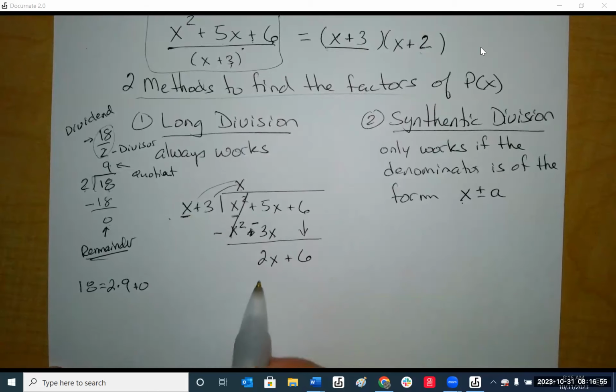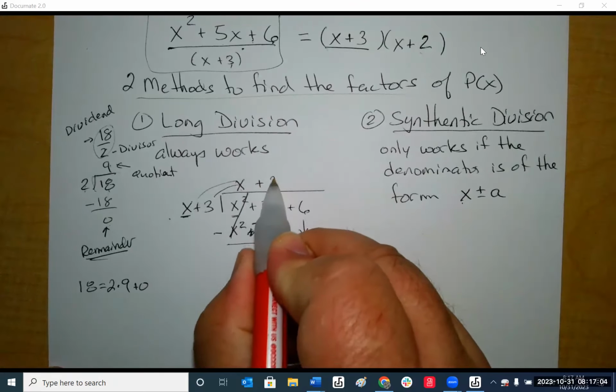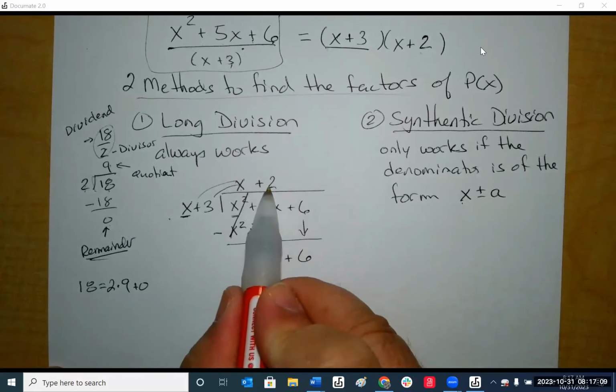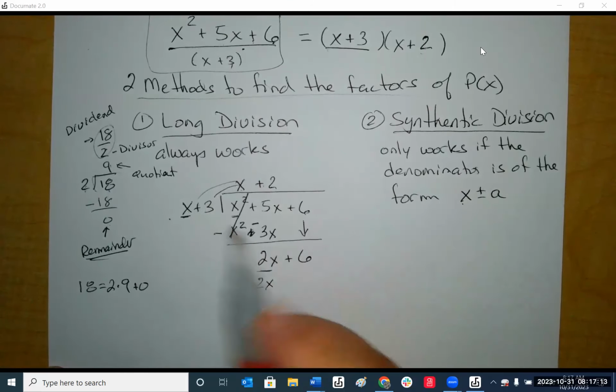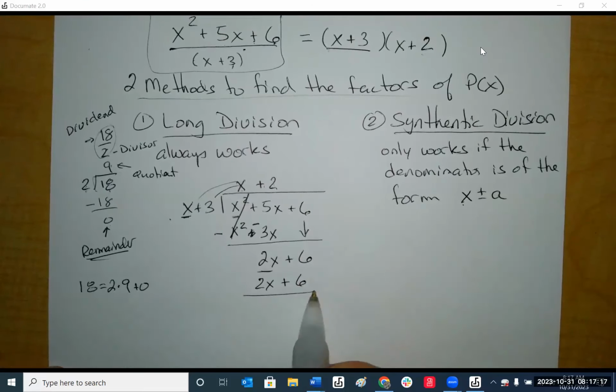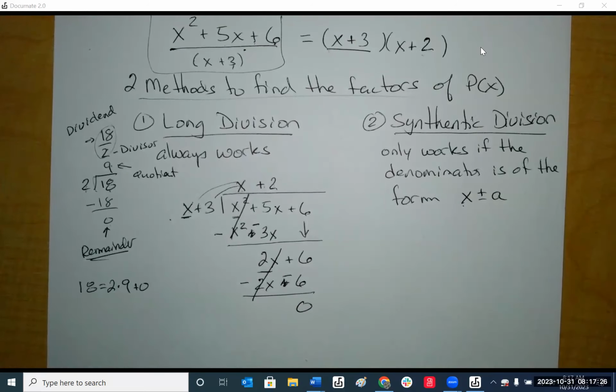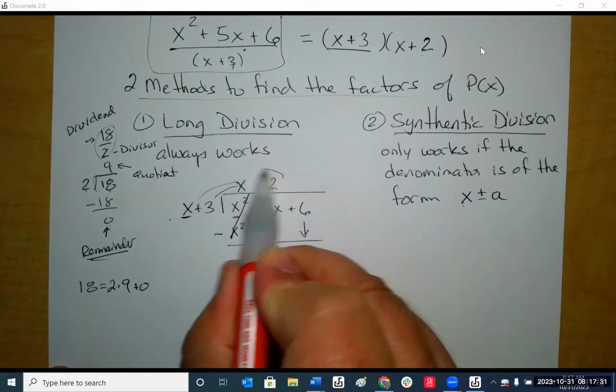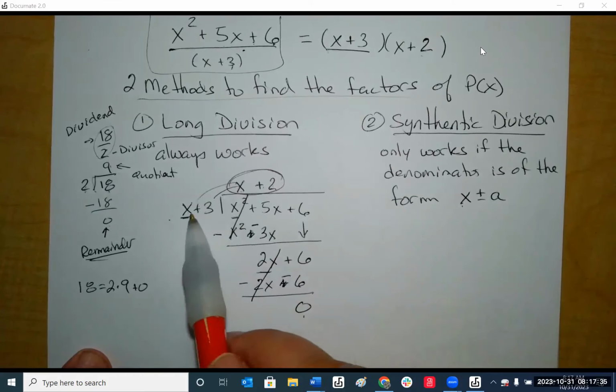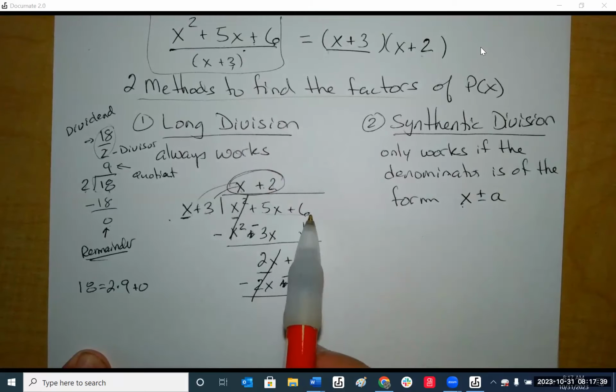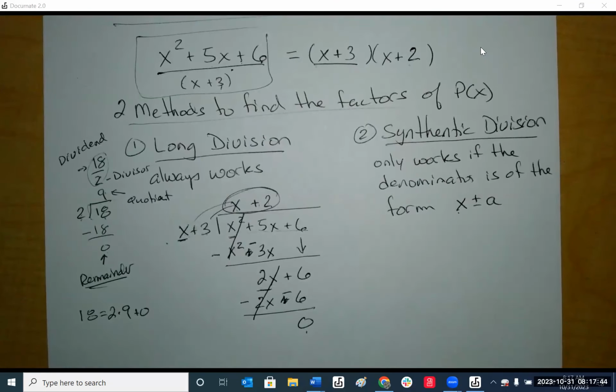Repeat the process. What times x gives me a positive 2x? A positive two. Signs are important. So we take positive two times x gives me positive 2x. Positive times positive is positive. Two times three is six. Change the signs and add. And there's your remainder, zero. And this is your answer. So we know that x plus 3 times x plus 2 is equal to this, and that's what it says here. So that's what this whole thing's about. That's what we're trying to find here. Pretty lengthy, isn't it? And you have to know how to do that, because if you can't do synthetic, then you got to use long division.